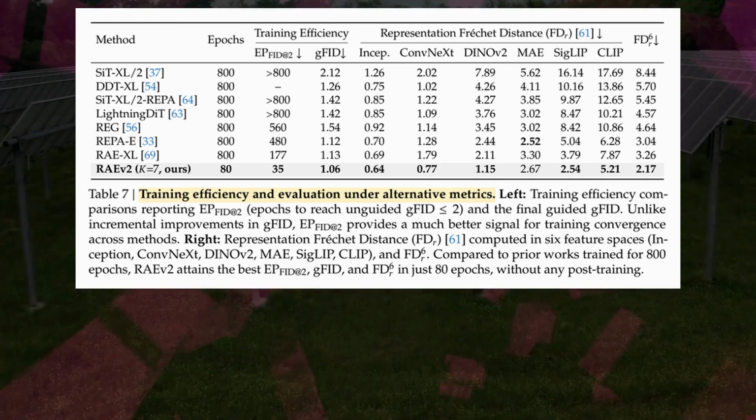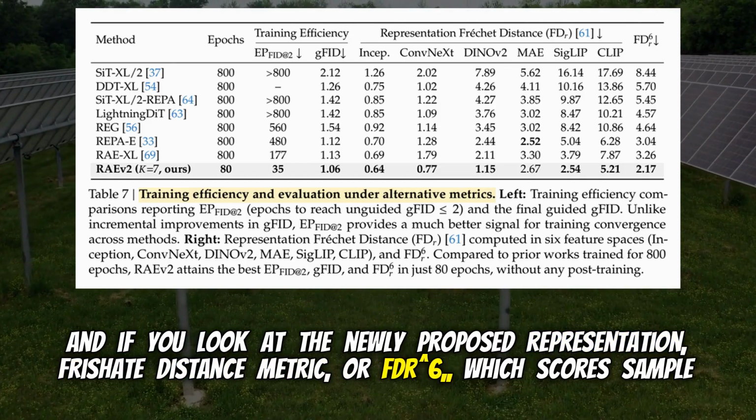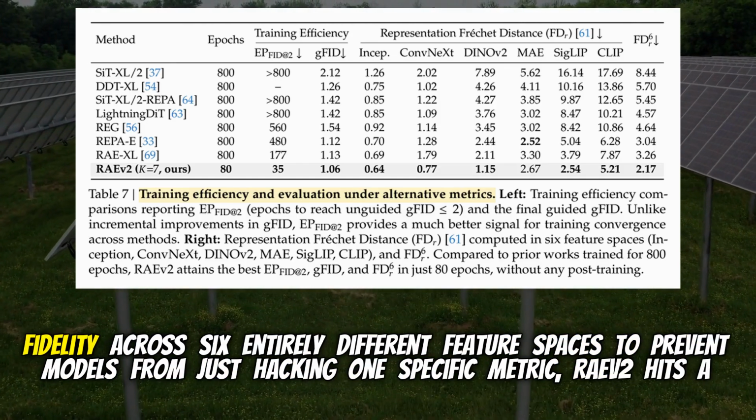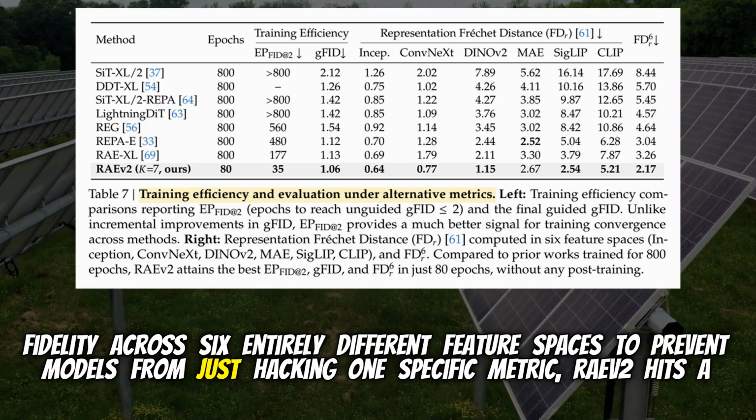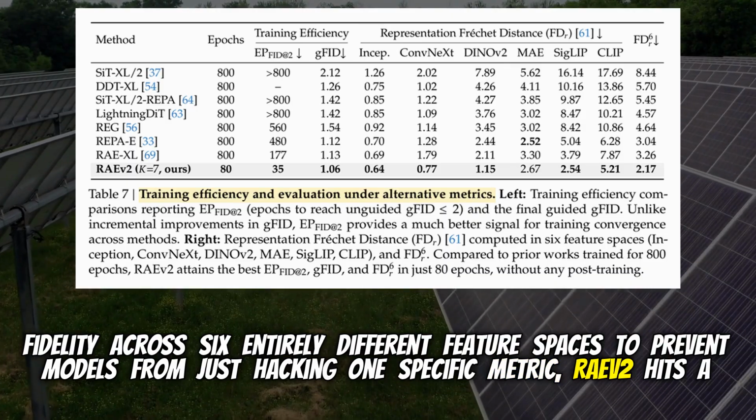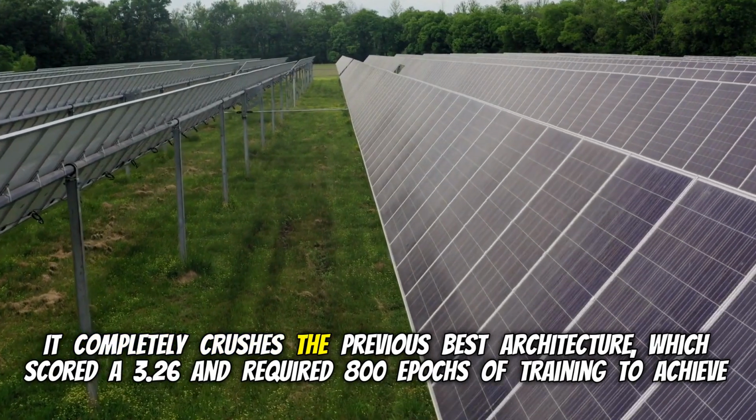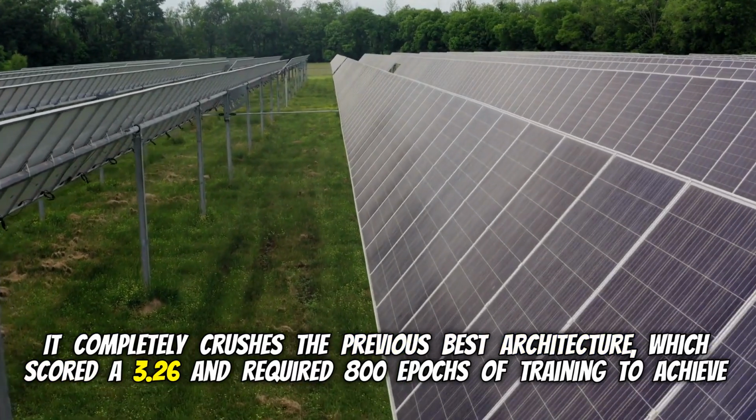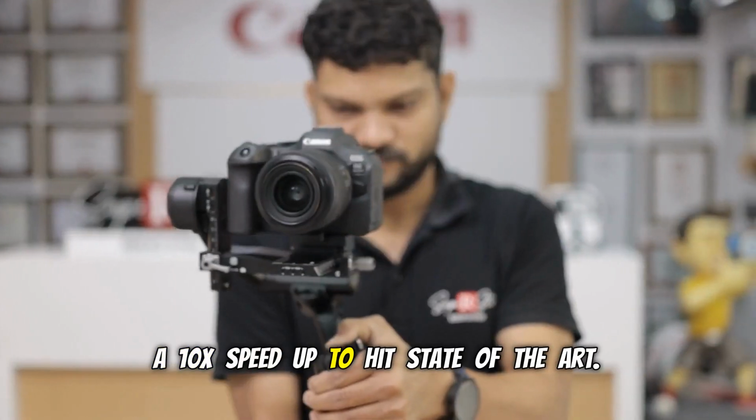It really is. And if you look at the newly proposed Representation Fréchet Distance metric, or FDR6, which scores sample fidelity across 6 entirely different feature spaces to prevent models from just hacking one specific metric, RAEv2 hits a 2.17 in just 80 epochs. Wow. It completely crushes the previous best architecture, which scored a 3.26 and required 800 epochs of training to achieve it. A 10x speed up to hit state of the art.